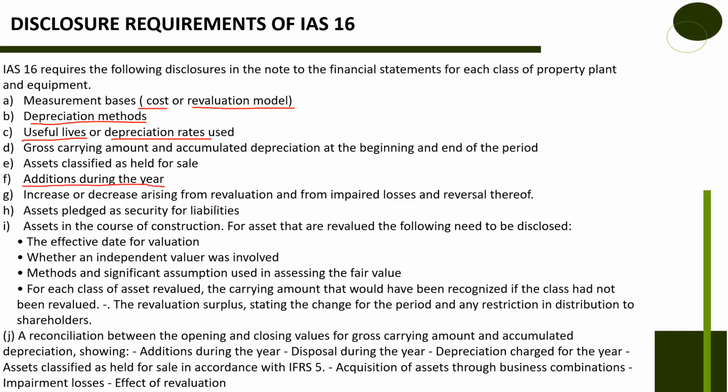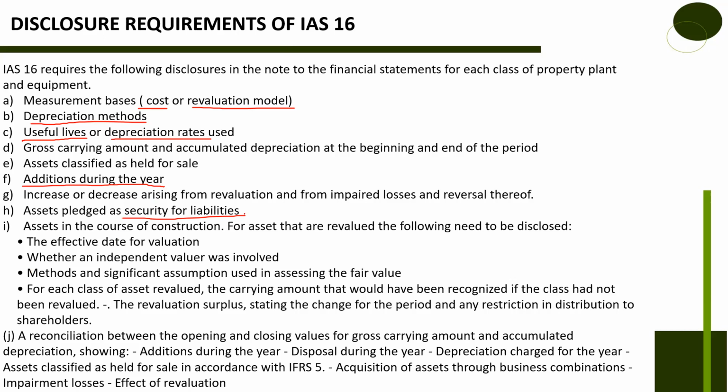Increase or decrease arising from revaluation and from impairment losses and reversal thereof. Assets pledged as securities for liability. Almost anything you can think of regarding that asset, you should disclose it. If you are writing in the exam, you can think of anything. Number one, what's my basis for measurement? Just write it. Once you hear disclosure in accounting, there is nothing hidden. Everything must be disclosed in the notes to the financial statements.